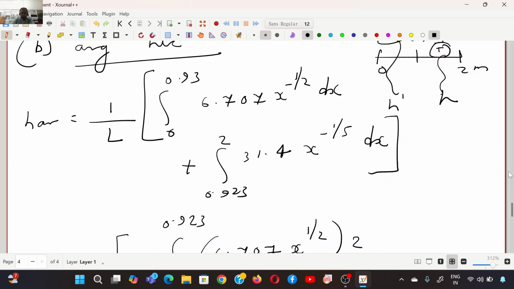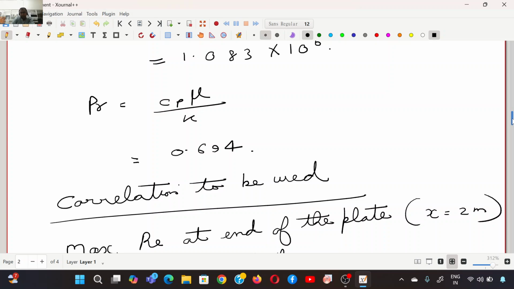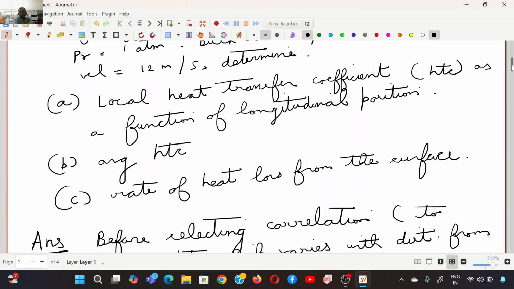Hope there is no doubt. In this problem, the funda is very simple. For laminar, you have some correlation. For turbulent, you have some correlation. But across the flat plate, where the air flows over it, till a distance it will be laminar. Beyond that distance, it will be turbulent. So you'll have to apply two different correlations, one for the laminar part and one for the turbulent part.